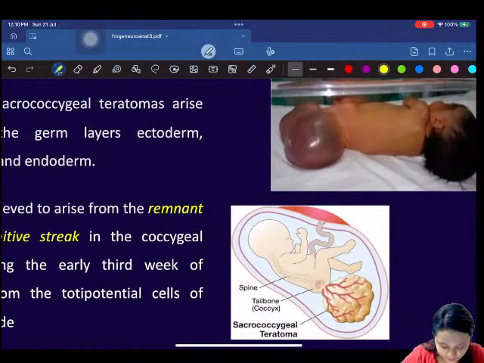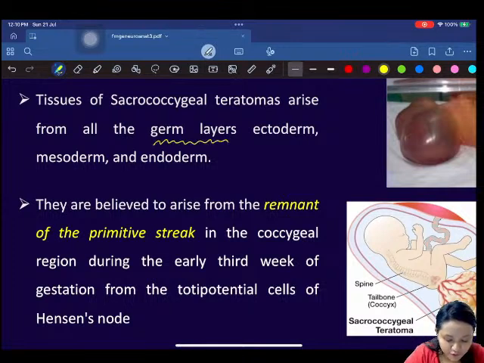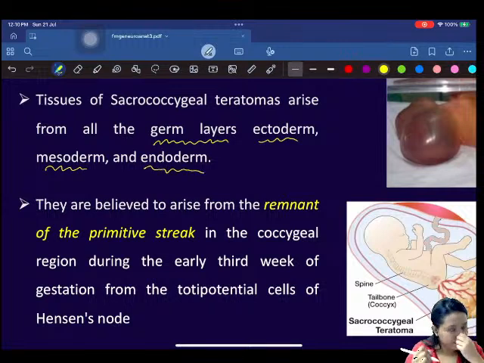Since it is a teratoma, these teratomas will arise from all the germ layers, that is the ectoderm, the mesoderm and the endoderm. Since they are arising from all the germ layers, they are going to have teeth, hair, all the germ layer derivatives. Now they are believed to be the remnant of the primitive streak.